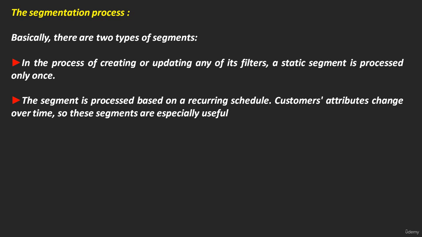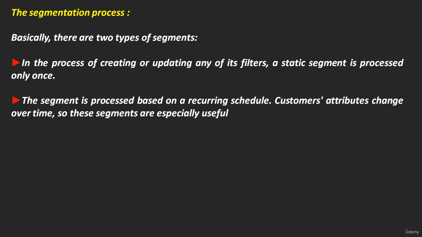A static segment is processed only once, when creating or updating any of its filters. You can use these segments if your properties don't change over time or when you only use them once. An expo event customer is an example of a use case. A dynamic segment is processed based on a recurring schedule because the customers' attributes change over time. These segments are especially useful for customers who bought products worth more than $500 in the last 3 months. A dynamic segment refreshes every 12 hours.